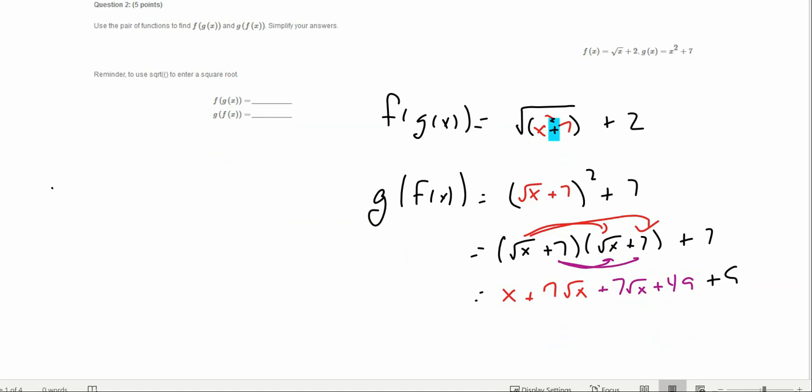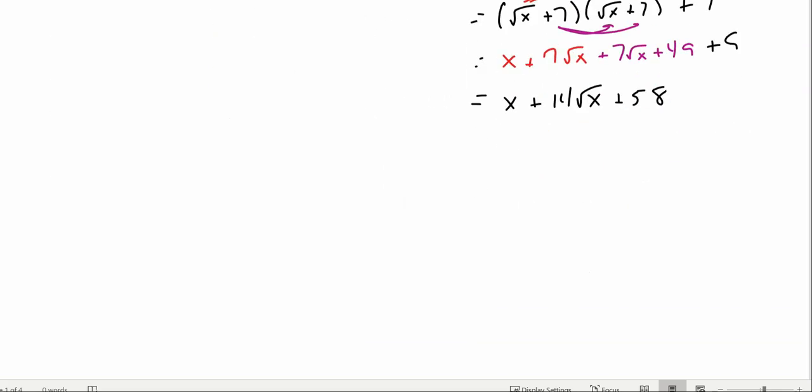Okay, so now if I combine my like terms, there's only the 1x here. There's 14 of the square root of x's, and then 49 plus 9 would be 58, and that has that simplified. Okay, so that's question 2.